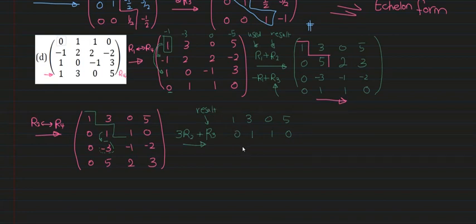Okay, row 3 now is the one which will hold the result. Let's multiply row 2 by 3. So this is 3 times 0 is 0. 1 times 3 is 3. 1 times 3 again is 3. 0 times 3 is 0.